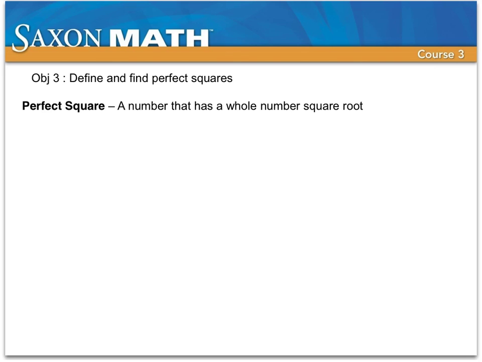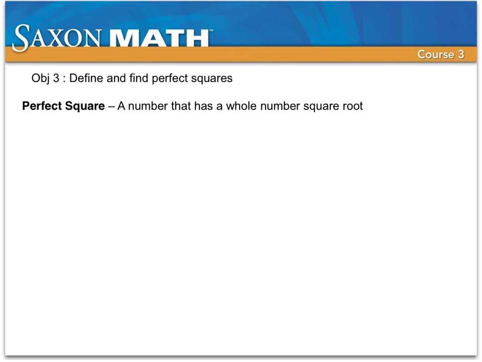Okay, objective 3 is to define and find perfect squares. A perfect square is a number that has a whole number square root. What that means is that if I asked you what the square root of the number was, you would know what it is. Okay, so let's do some examples here, and let's show how we find perfect squares.